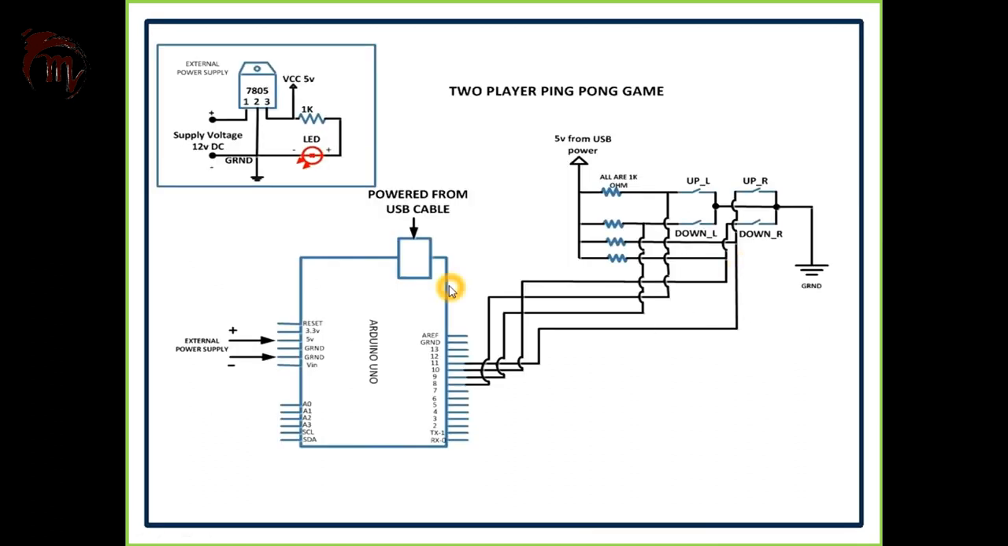For this I am using this circuit. I'm connecting these four switches to four pins of the Arduino UNO. You can use 8, 9, 10, 11, or you can use A0, A1, A2, A3. This is a basic circuit diagram where I have connected four push buttons, and whenever you click a button, it will be grounded so as to give a signal to your Arduino UNO.